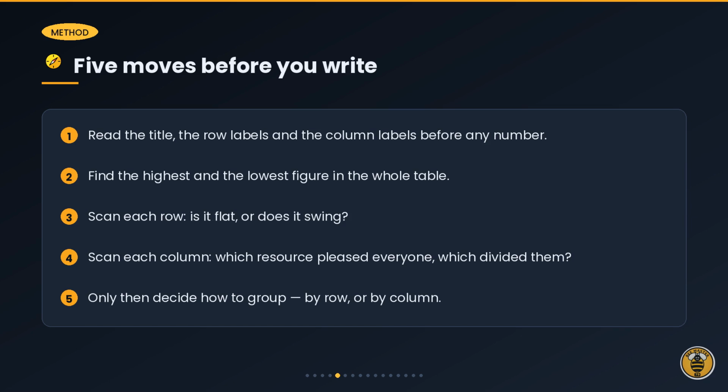Five moves for reading any table. Read the labels before you read a single number. Find the highest and the lowest figure in the whole table. Scan each row. Is it flat or does it swing? Scan each column. Which resource pleased everyone and which one divided them? And only then decide how to group your writing, by row or by column.